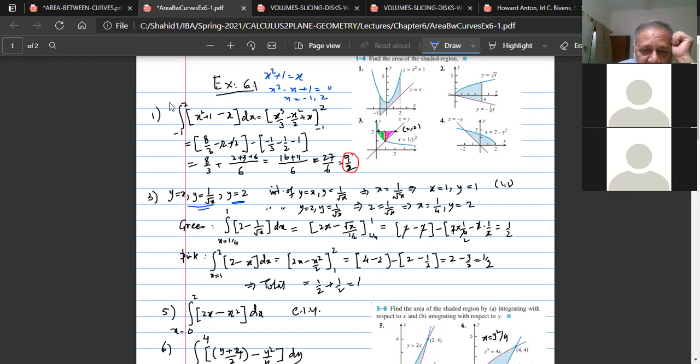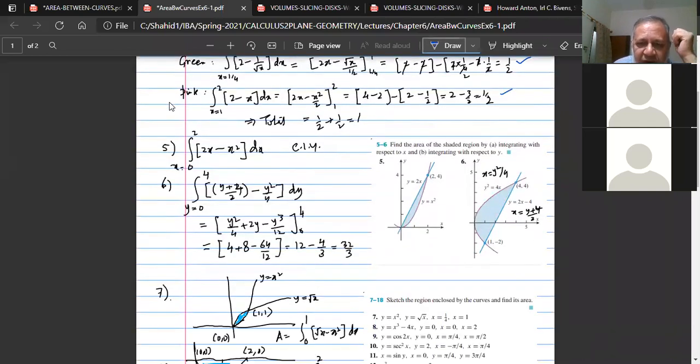I consider first integral from 1/4 to 1 for green part, 2 minus 1/√x, and get a value integrated over x. Then for pink region, it is x equal to 1 to x equal to 2. So integration from 1 to 2, 2 minus x integrated, and the area obtained. The total area is the sum of these two areas, and we get that.